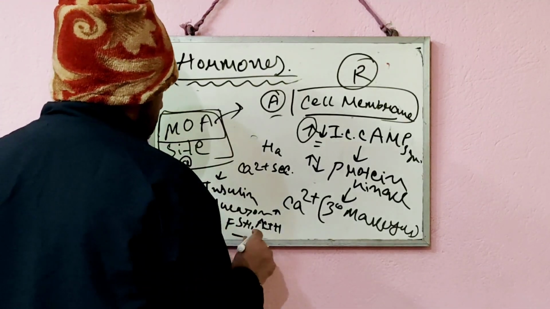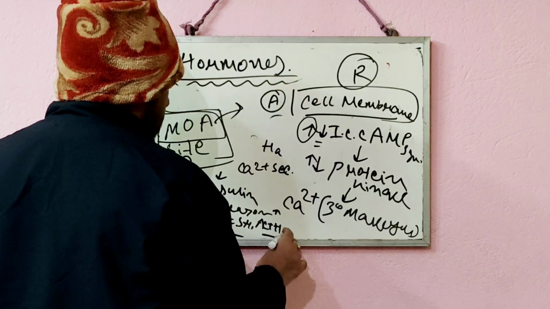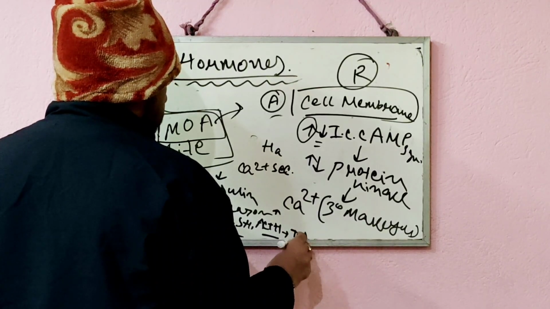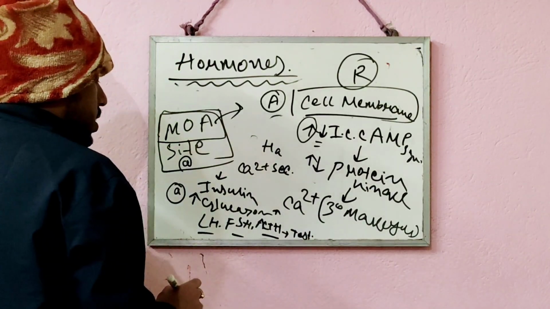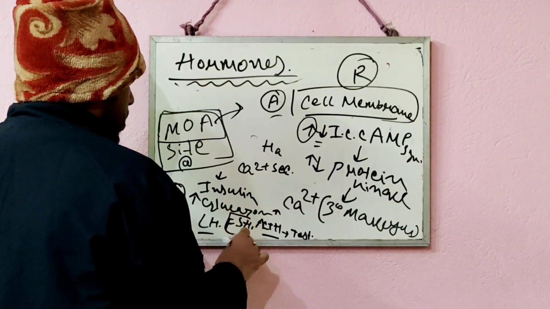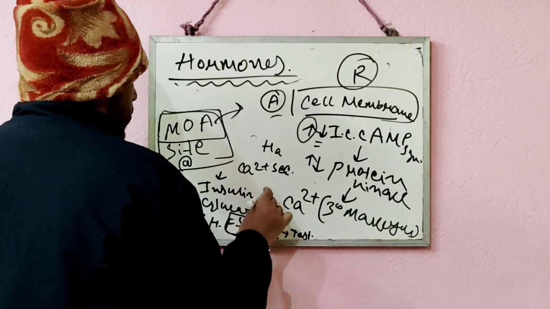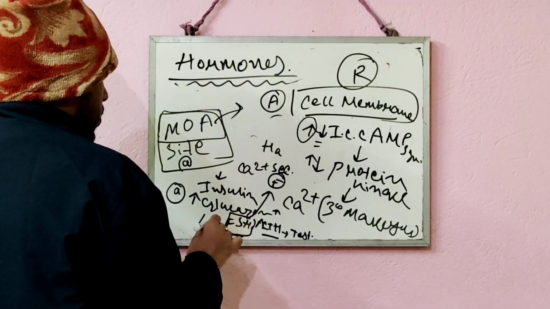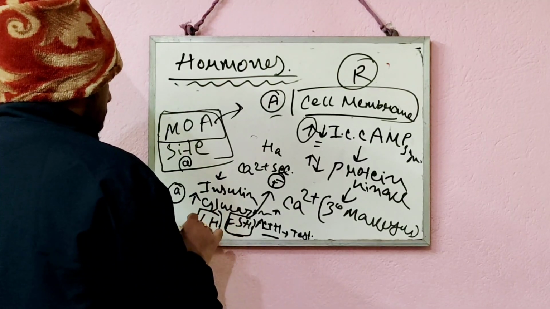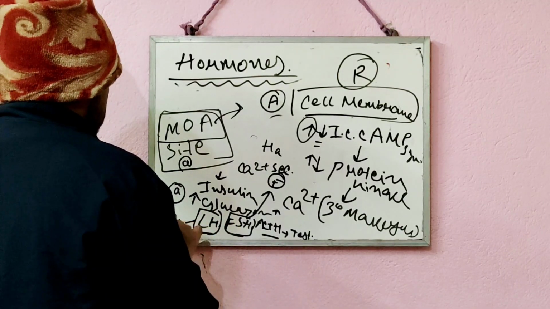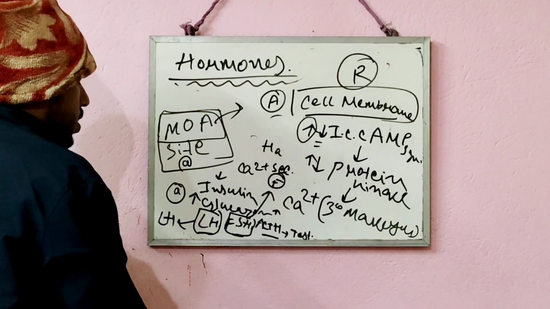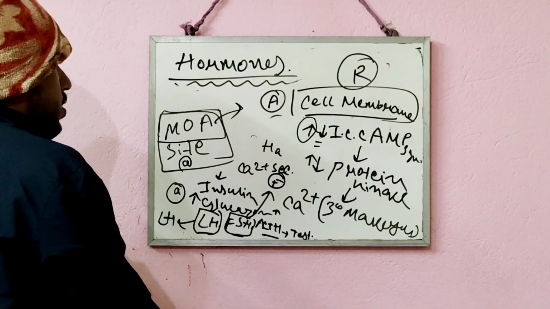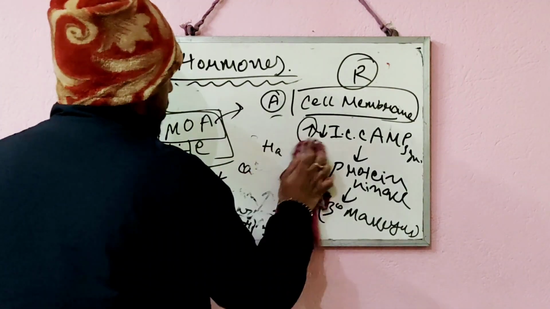And LH, FSH, ACTH: LH generally helps in secreting testosterone. FSH helps in the production of follicles in the female body. That's why it is called follicle stimulating hormone. And LH acts as luteinizing hormone, which is also a very important hormone for the female reproductive system.